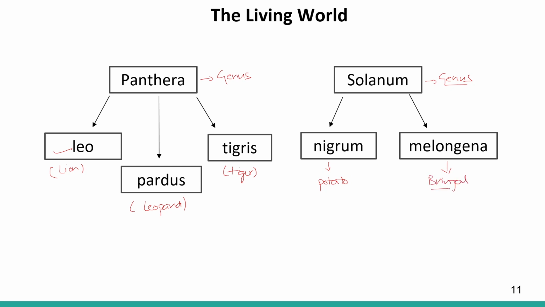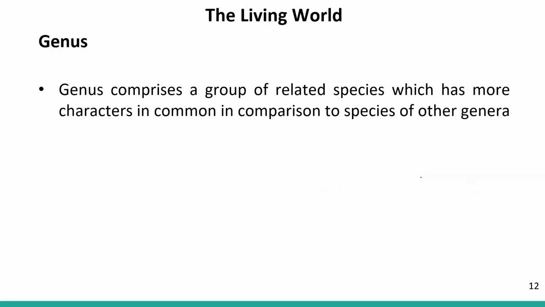So you can see genus is same, but the specific epithet is different. So the organism also becomes different. Now let's move on to the genus. What is genus? Genus comprises a group of related species. You have to underline this. Comprises a group of related species which has more characters in common in comparison to species of other genera.